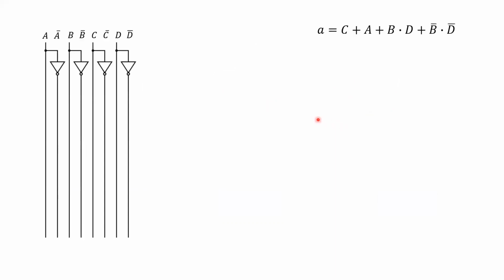To build the circuit, what we first need is rails for these inputs. Here I've got 4 inputs: A, B, C, and D. And I've also created an additional rail for each of these inputs, where I've inverted the input to give the complement. This is why we have A and not A, B and not B, and so on. So I've got a total of 8 rails here.